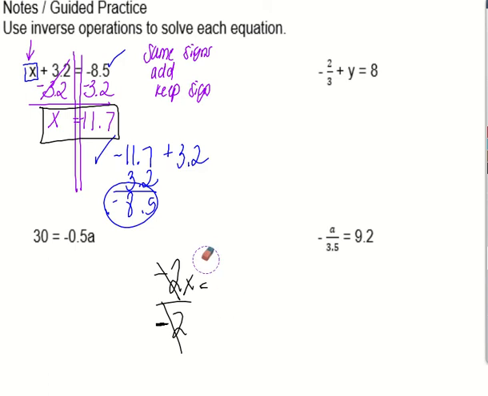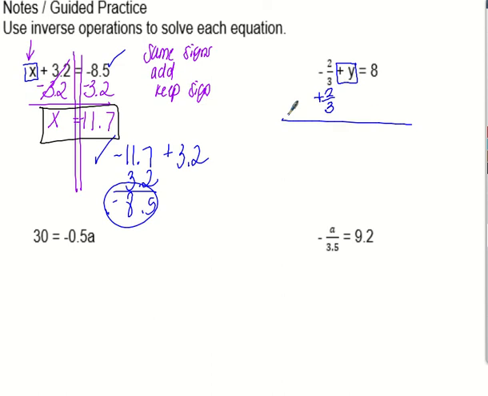All right, you want me to do the next one? Sure. Hopefully that wasn't confusing. Okay, so -2/3 plus y equals 8. Same idea, follow all of your same rules. We want y all by itself. This is a negative, so you want to pair it with a positive, or you can think of it as minus plus, however you want. What do you want to get rid of?